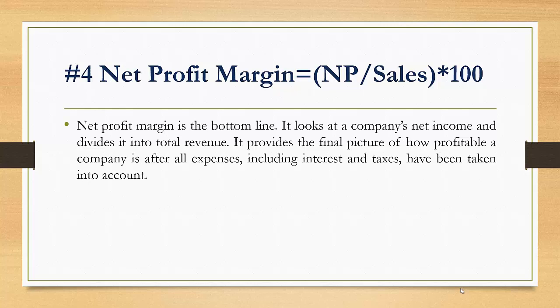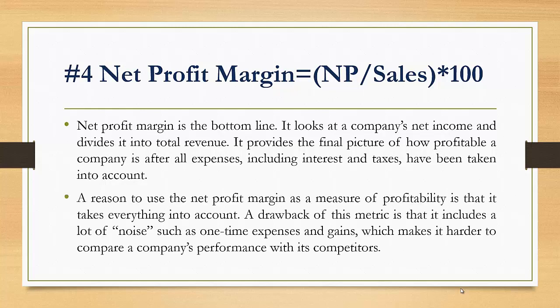The net profit margin is the bottom line. It looks at the company's net income and divides it into total revenue. It provides the final picture of how profitable a company is after all expenses, including interest and taxes, have been taken into account.